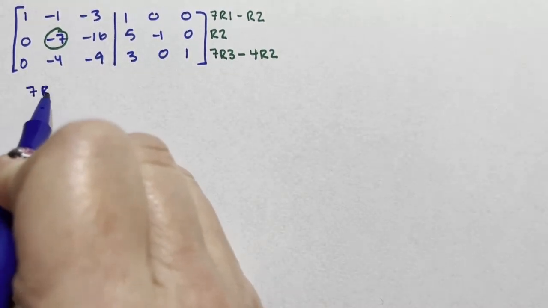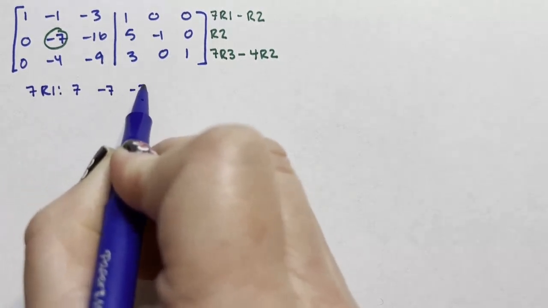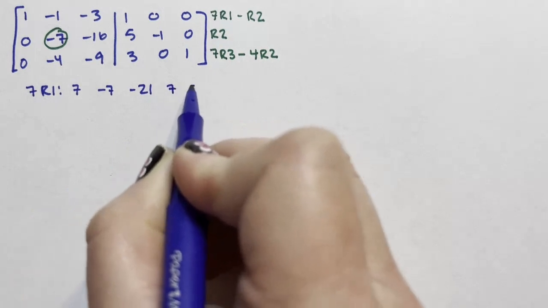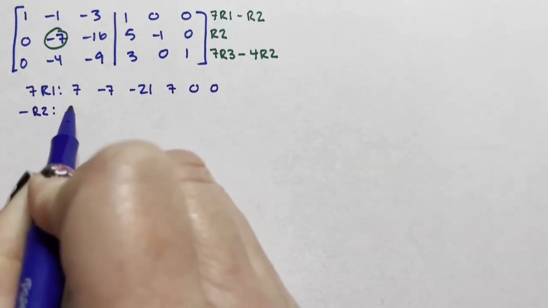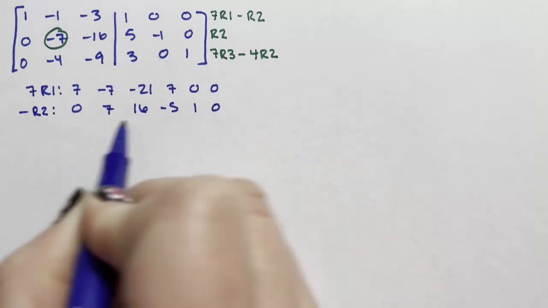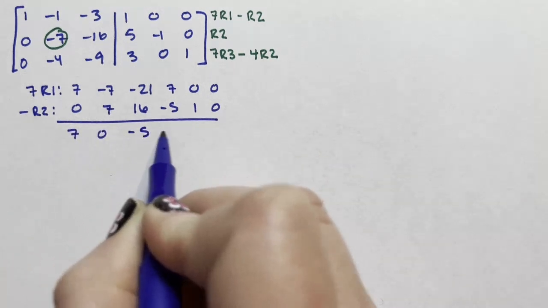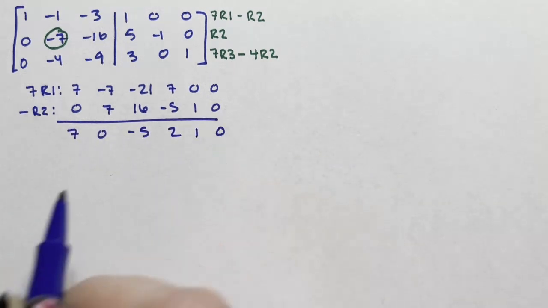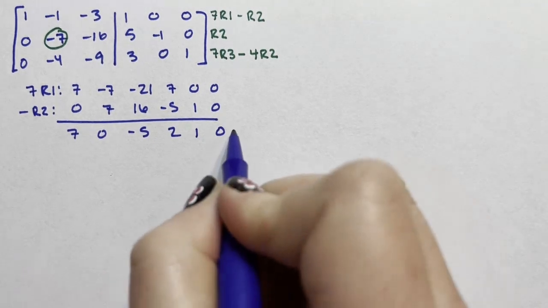So 7 times row 1 is 7, -7, -21, 7, 0, 0. And minus row 2 is 0, 7, 16, -5, 1, 0. That gives 7, 0, -5, 2, 1, 0. This is all going to go into row 1.